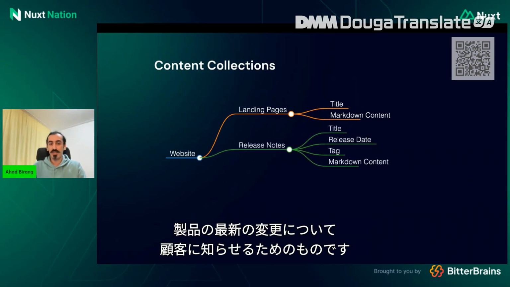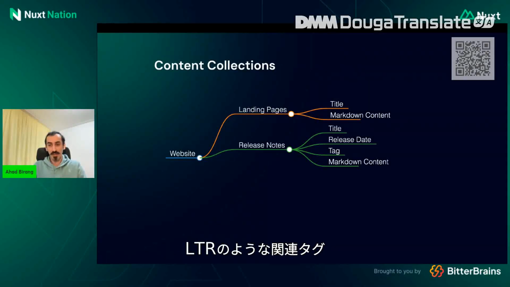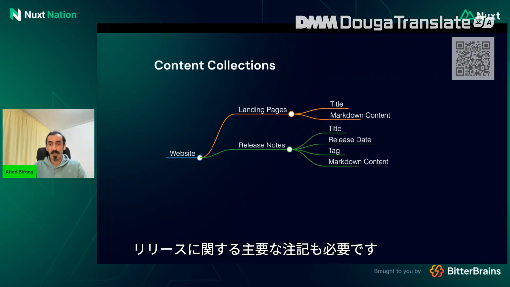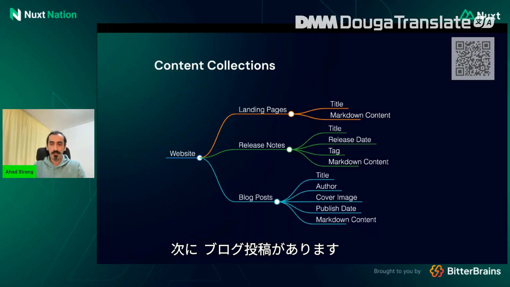Next, we need some release pages to inform our customers about the latest changes of our product. A release should have a title, a release date, might have a tag, a relative tag like LTR, LTS, etc. And of course, main notes about the release.